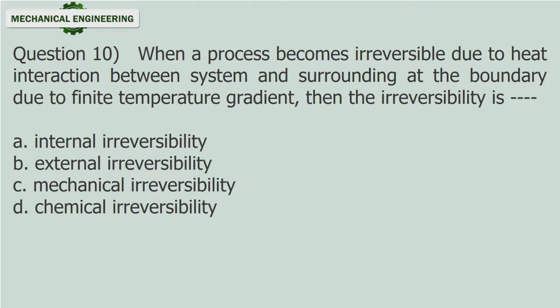Question 10. When a process becomes irreversible due to heat interaction between system and surrounding at the boundary due to finite temperature gradient, then the irreversibility is, fill in the blank. A. Internal irreversibility. B. External irreversibility. C. Mechanical irreversibility. D. Chemical irreversibility.